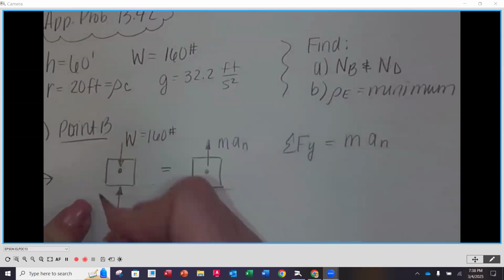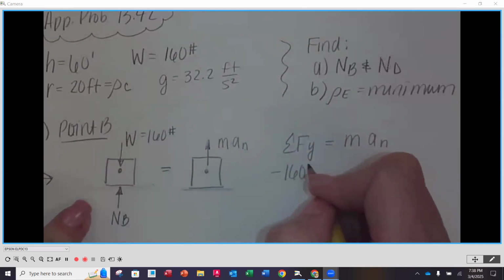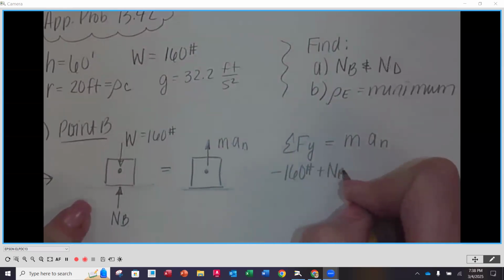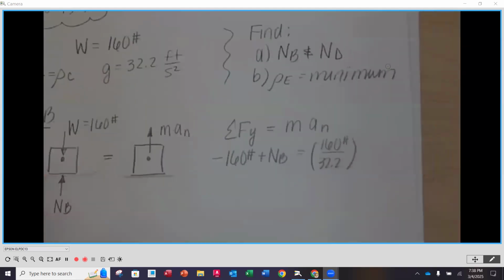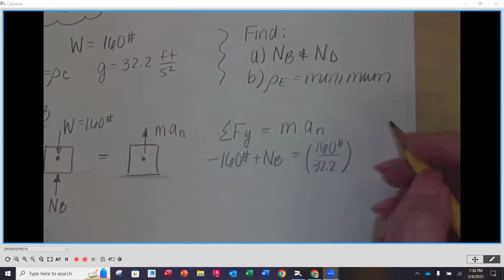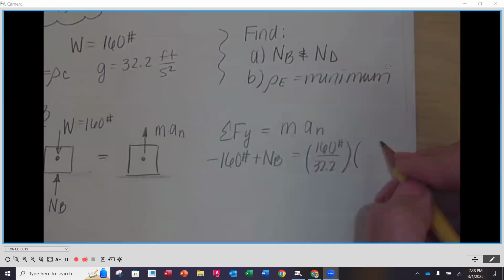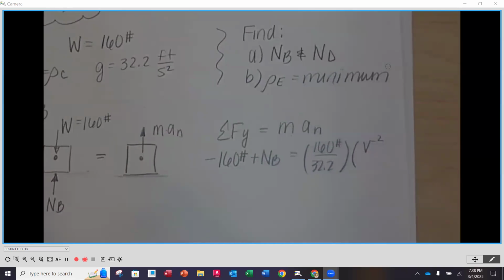Now, as we look at the sum of the forces in the y, this is going to be negative 160 pounds plus the normal force at B. It's going to be equal to the mass, which is 160 pounds divided by 32.2, times the acceleration normal. Now, from chapter 12, I think it was chapter 12, the acceleration normal is going to be the velocity, the straight line velocity squared, divided by the radius of curvature, and that's going to be at C.